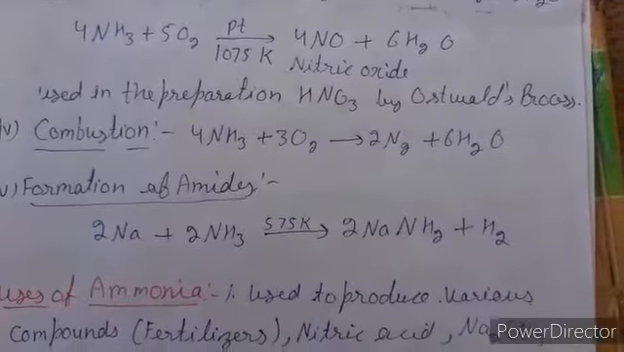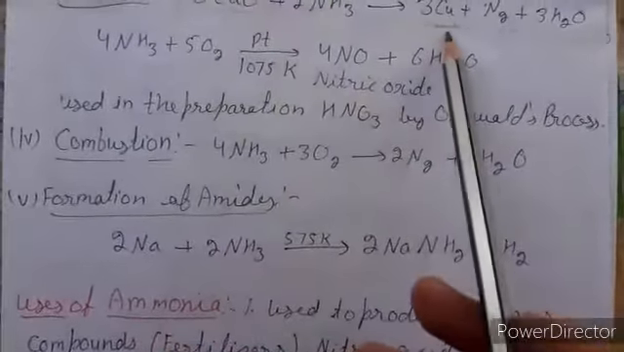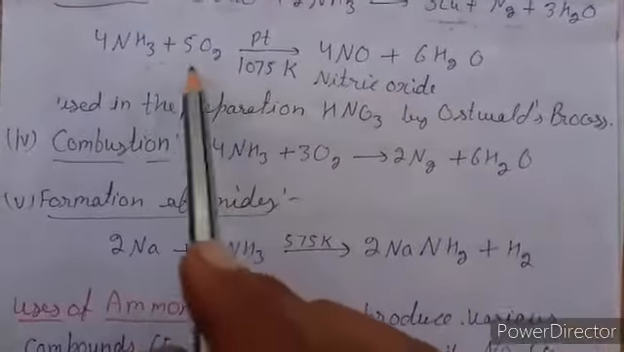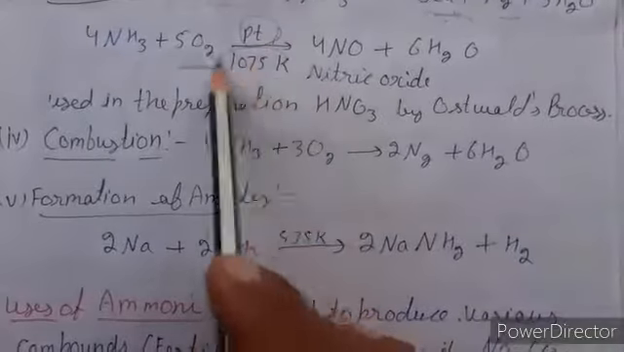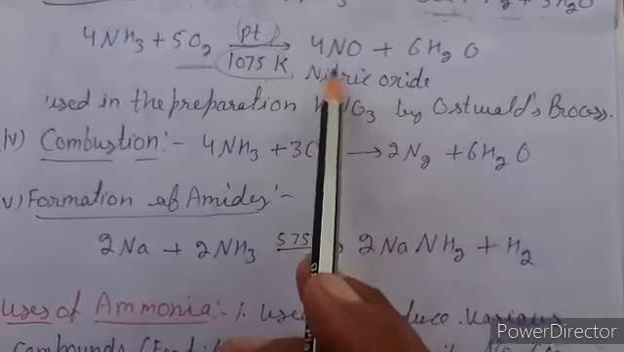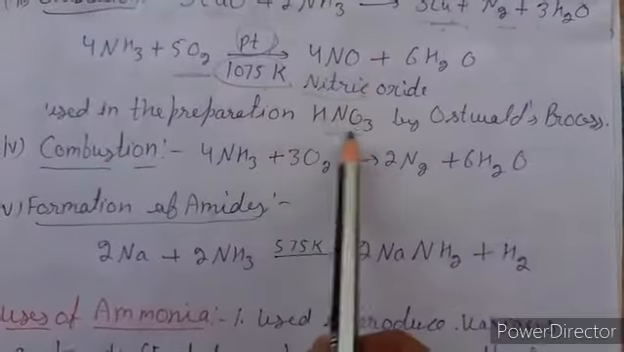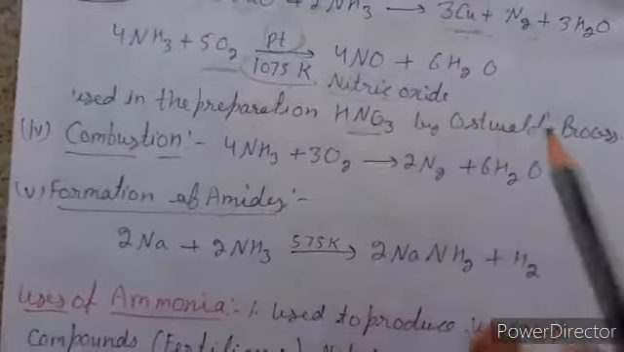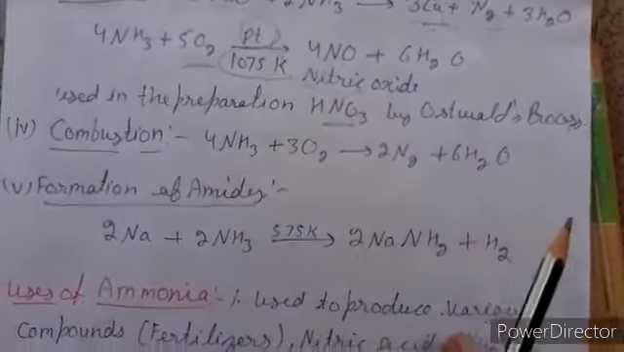Like copper oxide, from which we get copper. In the same way, when ammonia reacts with oxygen from air in the presence of platinum, at this temperature it will give 4 molecules of nitric oxide. This reaction is used for the preparation of nitric acid in the Ostwald process. So it is an important reaction for the preparation of nitric acid.